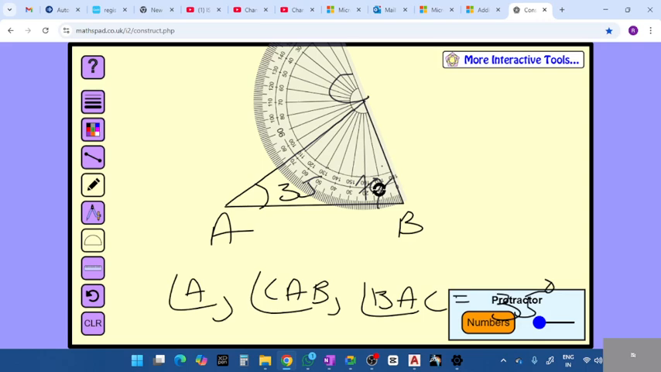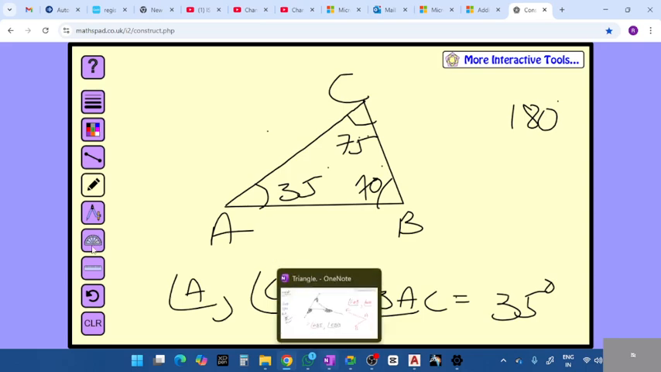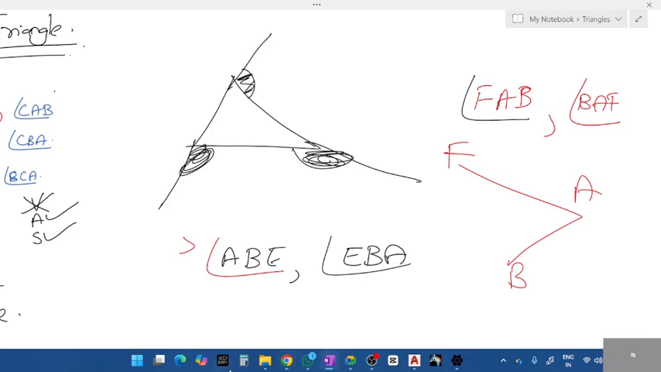Is this clear? All of you understood? Anya, Angel, Ananya? 75 degrees? Yes, 75. Add up all three values, students. What's the total you'll get? 180 degrees. Remember this 180 degrees. A, B, C: 35, 70, 75. Is this clear? Did you all understand how to measure the angles?